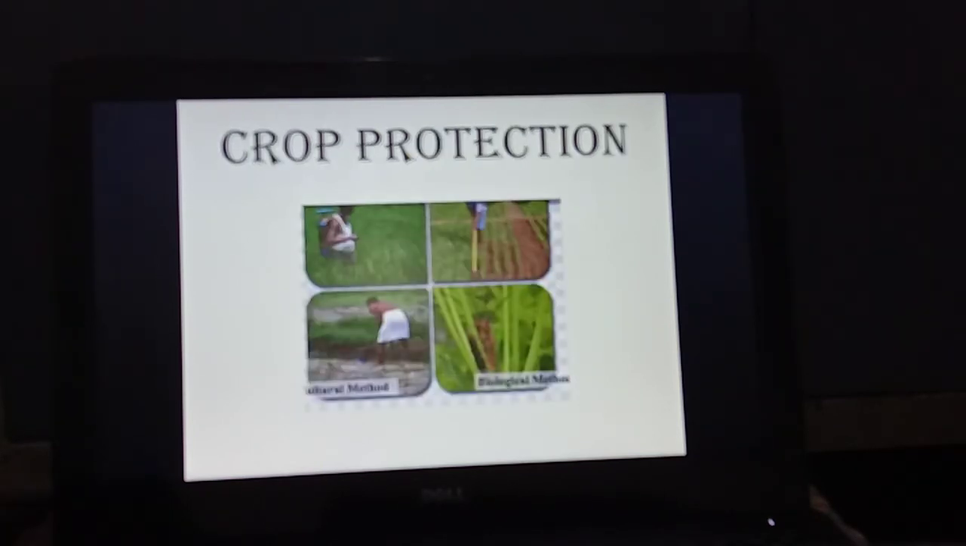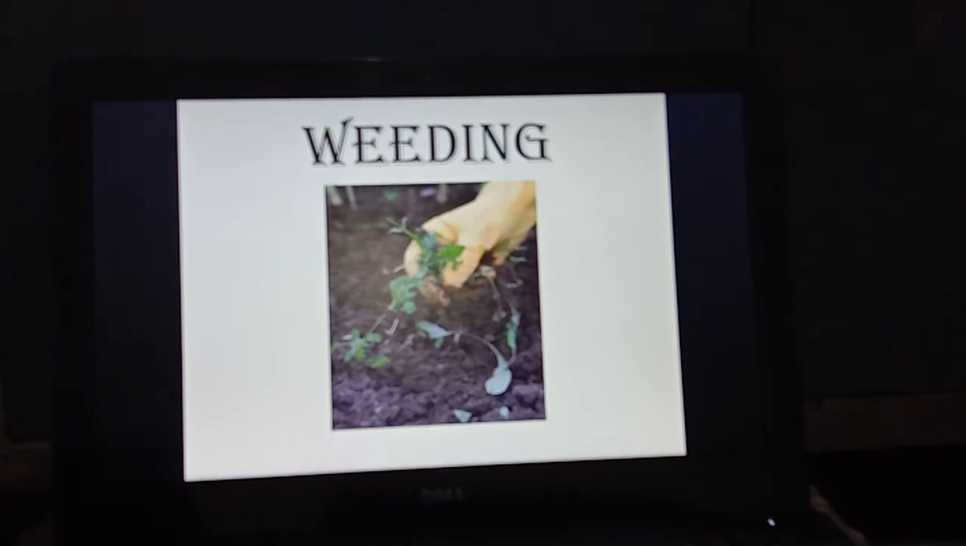Now the next step, that is crop protection. A growing crop needs to be protected from other plants or animals that can damage it. Crop protection includes, number one, weeding. Weeding is the process of removal of weeds, or you can say the removal of unwanted plants growing along with the crop plants.